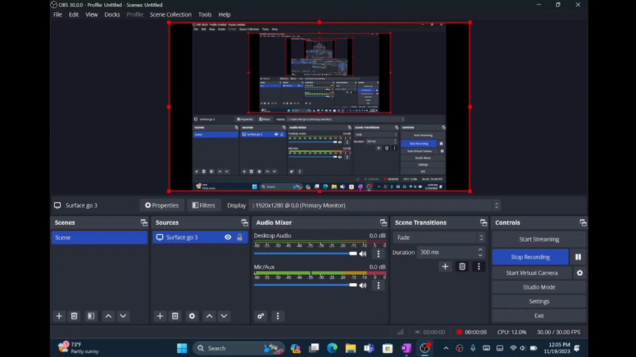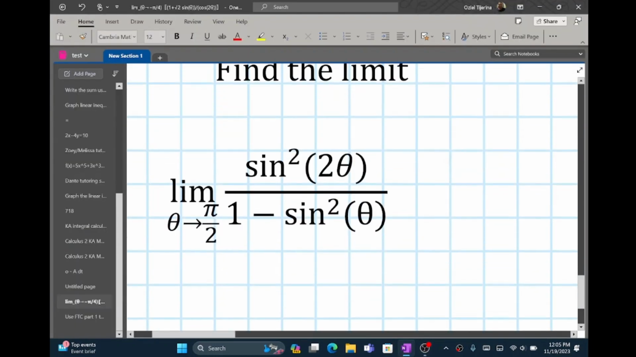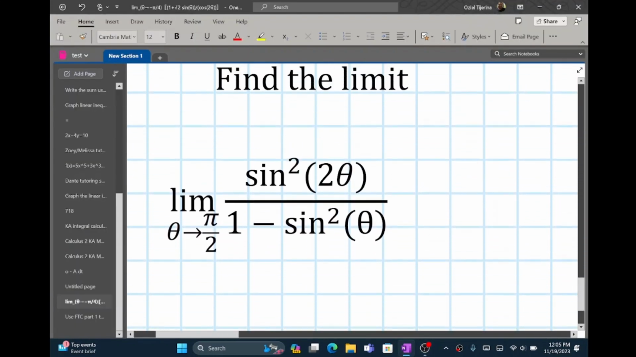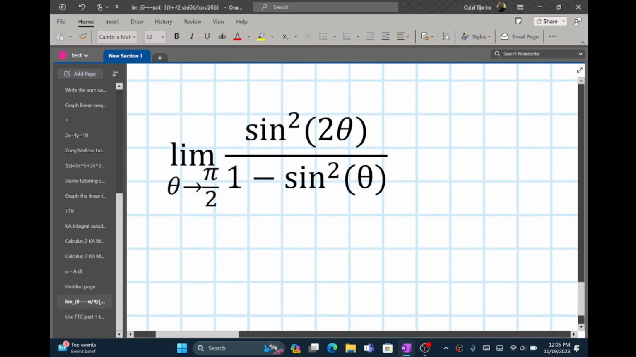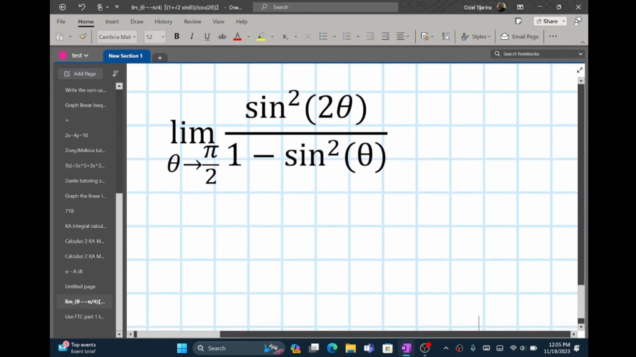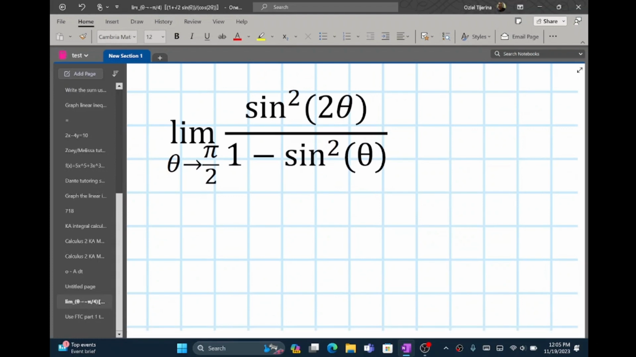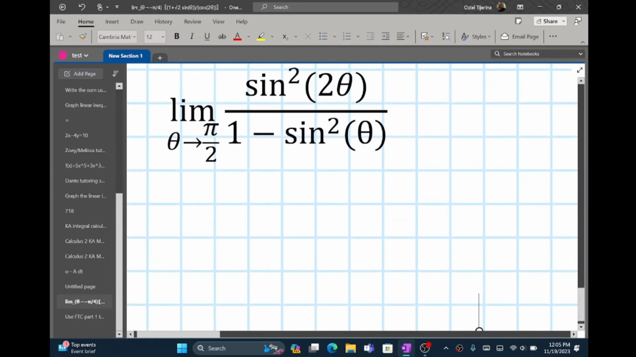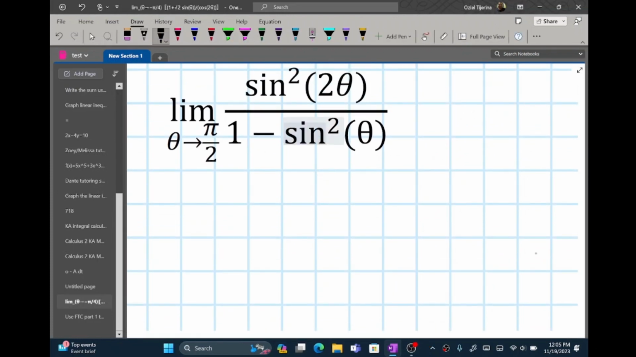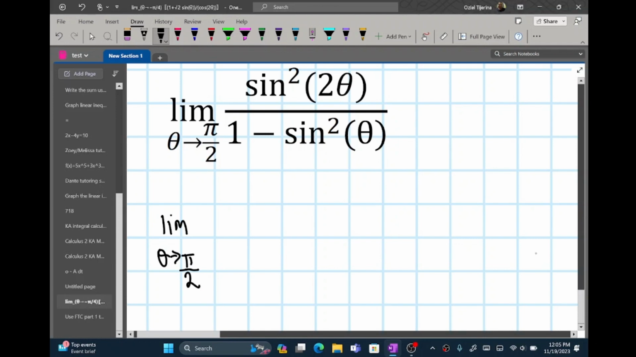In this video, I want to look at this limit. This is a trigonometric limit, and this is mostly for Cal 1. So if you're in Cal 1, you know. We have the limit as theta approaches pi over 2 of sine squared of 2 theta over 1 minus sine squared of theta. Now, just to verify, this will give us an indeterminate form, so I'm going to show you that really quickly so that we understand that this does give us 0 over 0, which is indeterminate.